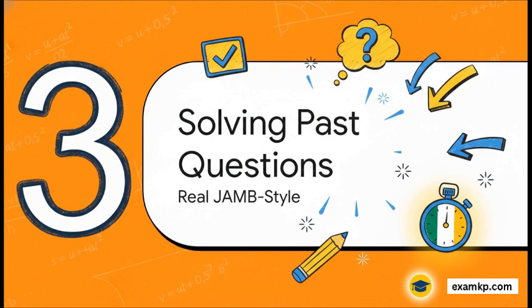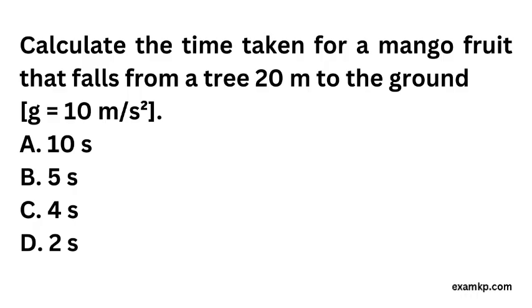This is where you prove to yourself that you've mastered it. So, are you ready? Let's do this. Okay, here's our first question. Calculate the time taken for a mango fruit that falls from a tree 20 meters to the ground. g equals 10 meters per second squared.